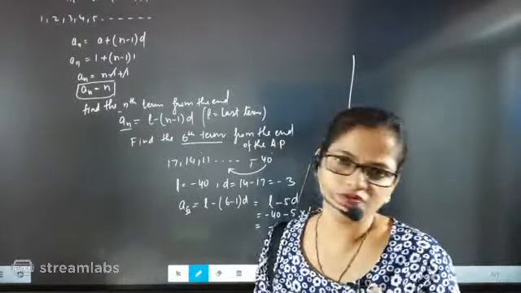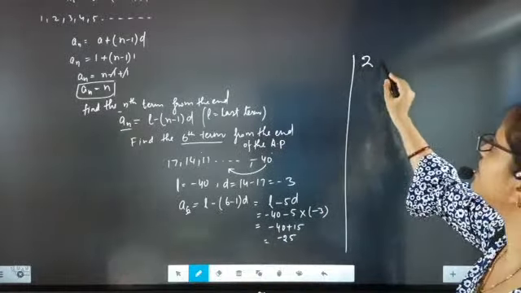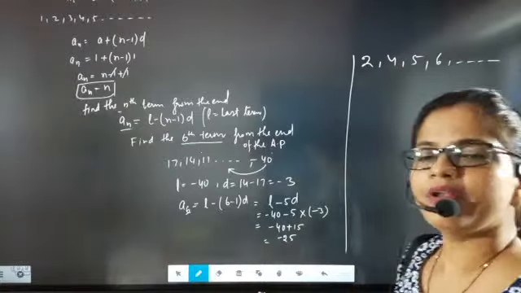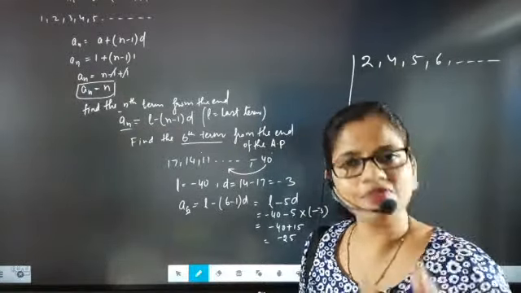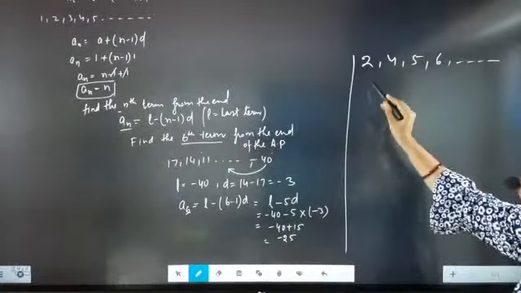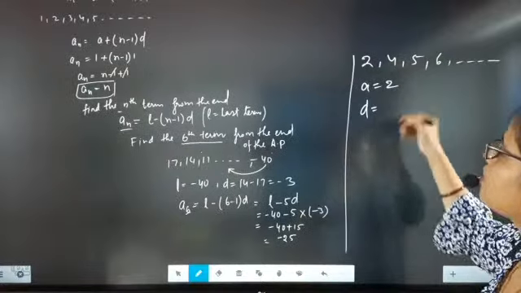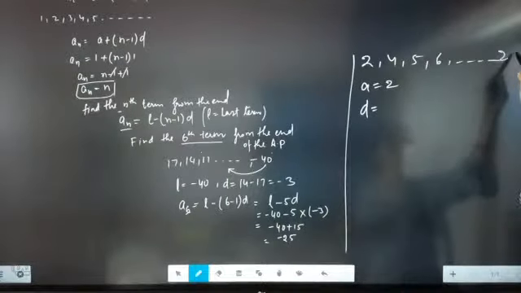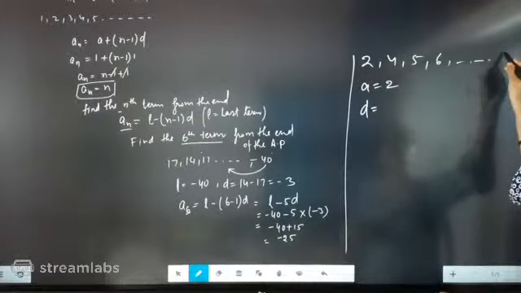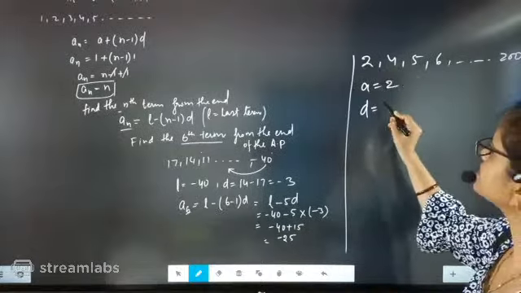Whenever you are finding the nth term, yesterday what we have done, I told you, find the nth term for this from the beginning. When I say nth term, that itself is telling you that you are finding the nth term from the beginning. So here A is exactly 2. The common difference is 2. I have given the sequence till 200.